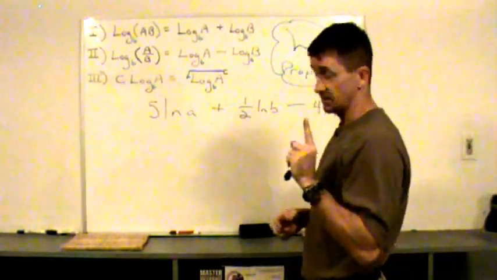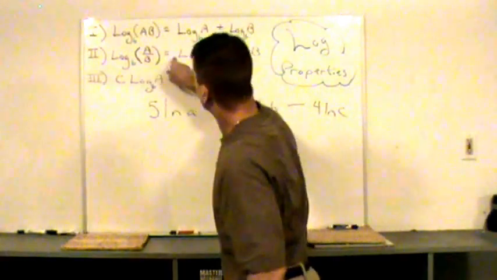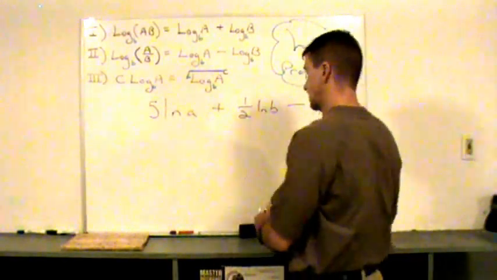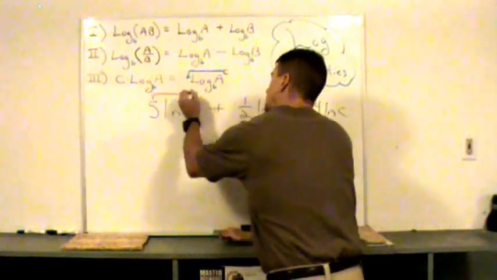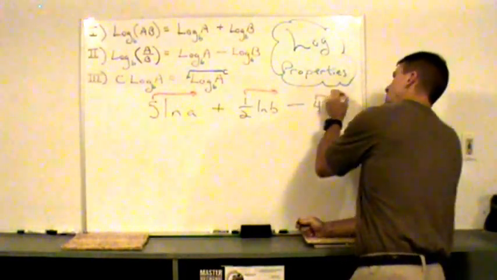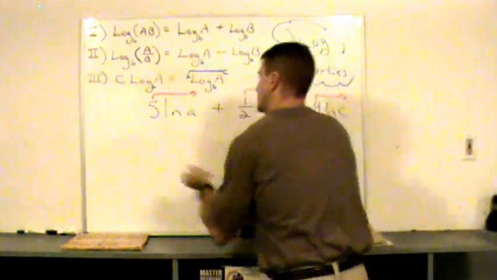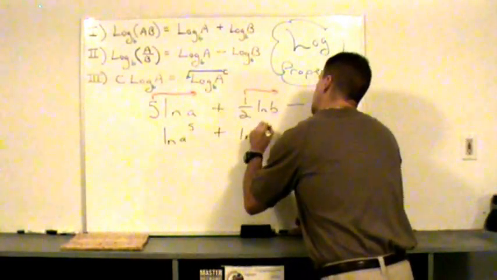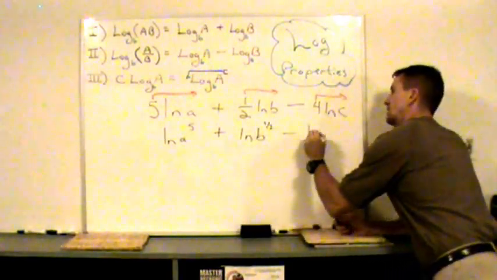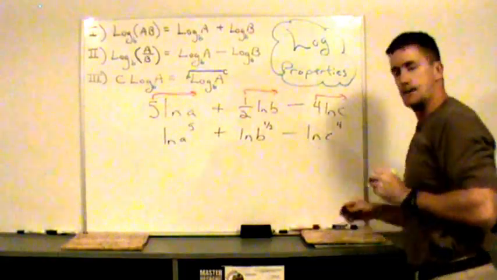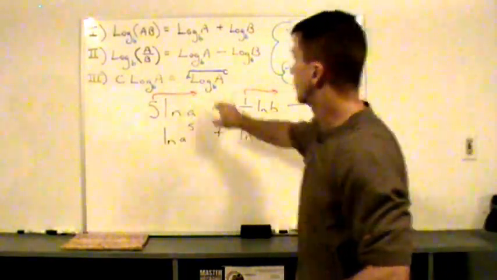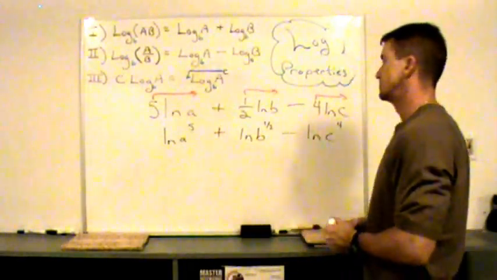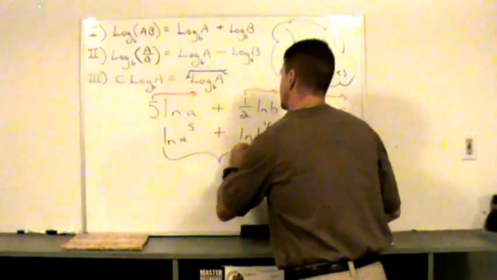Well, the first step is, in order to use these two properties, there can't be anything in front of the log. So if you're condensing this, the first thing is you need to move these by property 3. Scoot that right there. So let me rewrite this. This is natural log of a to the 5th plus natural log of b to the 1/2 power minus natural log of c to the 4th power. So if we want to use these two properties to condense it, there's nothing in front of those logs, there's no coefficient there.